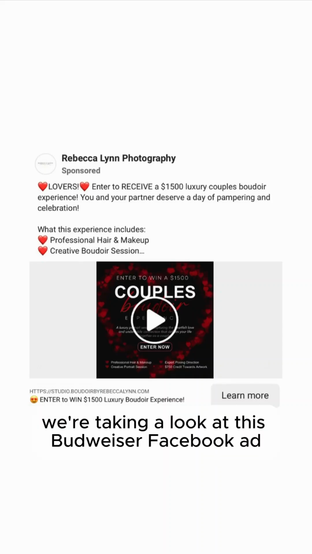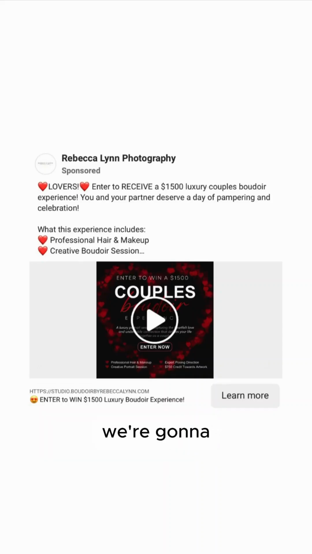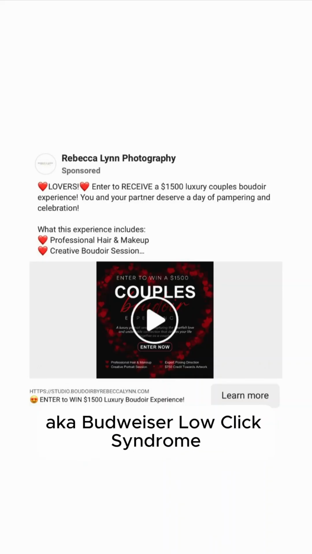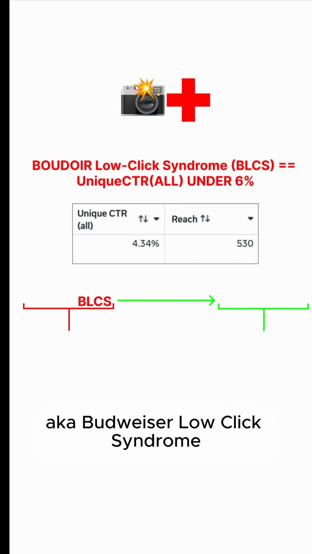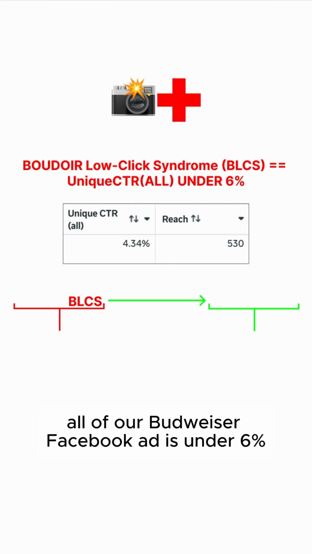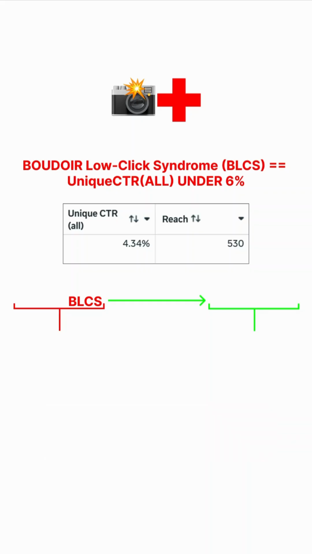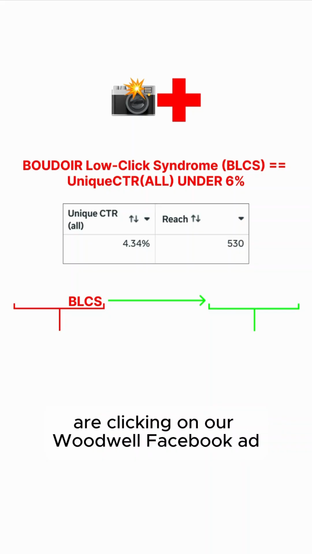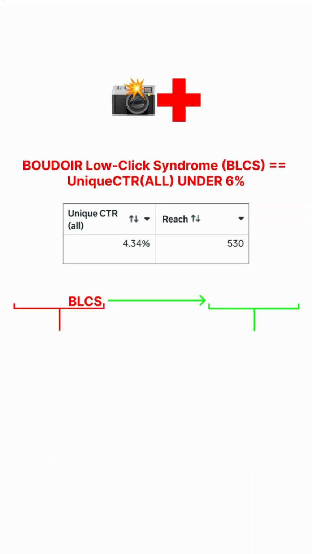All right, y'all, we're taking a look at this Boudoir Facebook ad. We're gonna diagnose it, see if we believe it has BLCS, aka Boudoir low click syndrome. BLCS is when the unique CTR all of our Boudoir Facebook ad is under 6%. And this means fewer than 6 out of 100 women are clicking on our Boudoir Facebook ad.